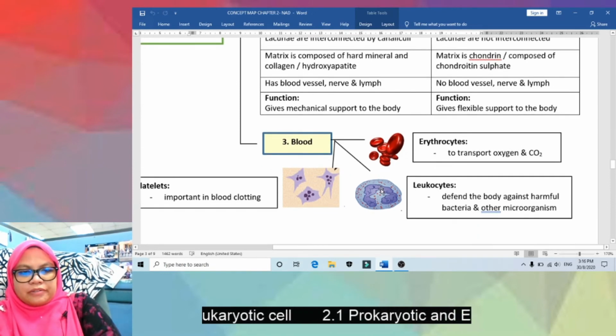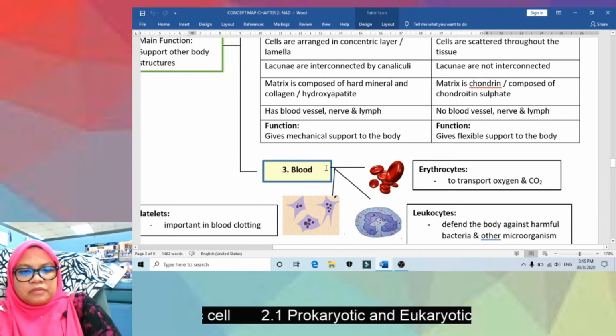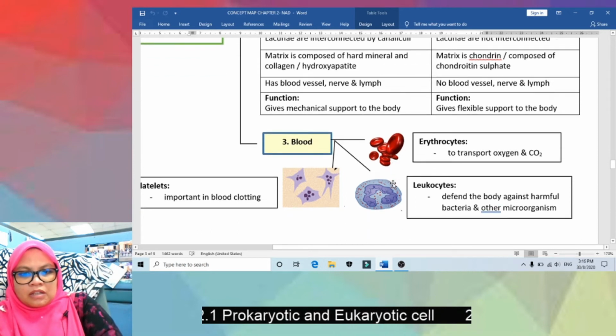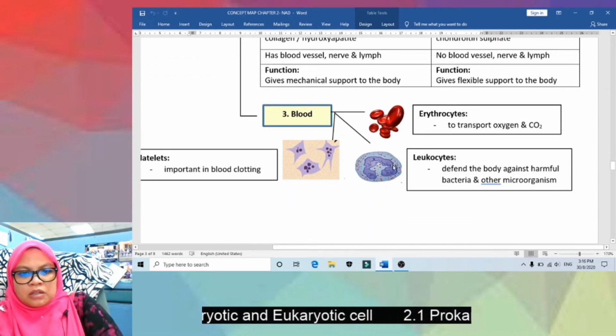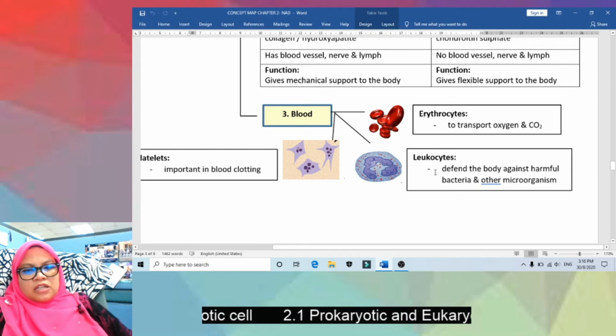For blood, okay, blood has three components. The erythrocyte, which is the red blood cell, is involved in transport of oxygen. Okay, the characteristics of red blood cell: it has a biconcave shape, and they have no mitochondria. They have a very thin and flexible shape. Okay, and then this is the leukocyte, white blood cell. So the major function is to defend the body against harmful bacteria and other microorganisms.